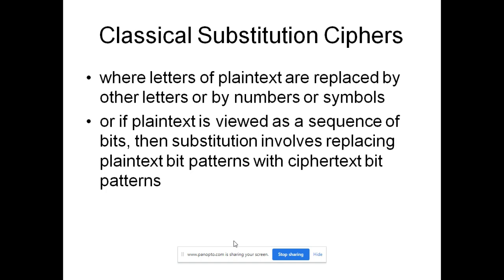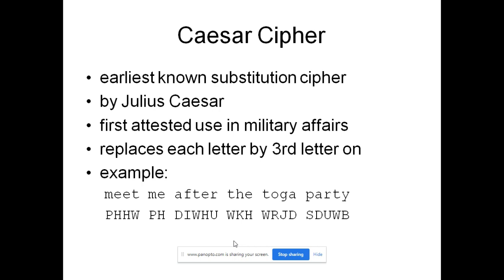Here you have many different algorithms followed for the substitution cipher techniques. First one is Caesar cipher. What is Caesar cipher? It is the earliest known substitution cipher technique, which is very famous because of the name. Why is it Caesar cipher? Because the first use in military affairs of one was by Julius Caesar. That is why it is named after his name. That is Caesar cipher. It replaces each letter by the third letter.